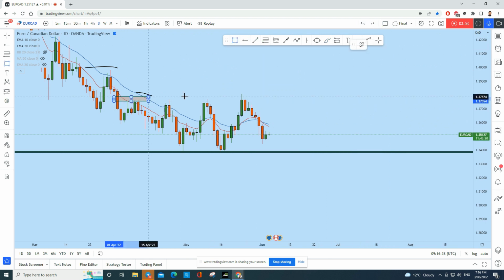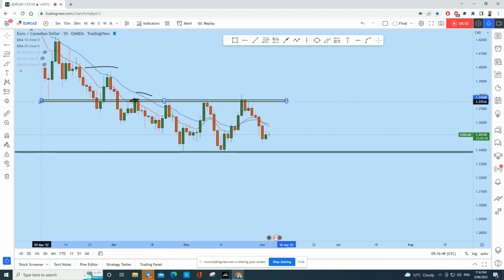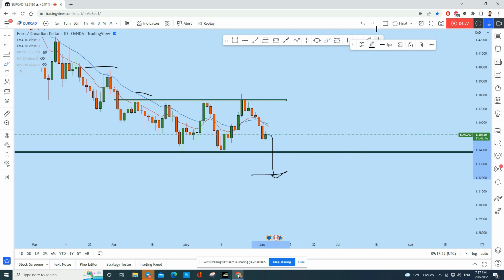If you draw this resistance here, you see that there is a nice resistance on the daily, and the same level, if we extend it into the past, acted as a support with this pin bar or doji support. It was then tested as a resistance here, also resistance here, also resistance here, and we saw a fake move that crossed all these levels and then came back below. When you see this kind of fake move, it is basically a sign of a further drop. That means EURCAD is now preparing for a further drop.